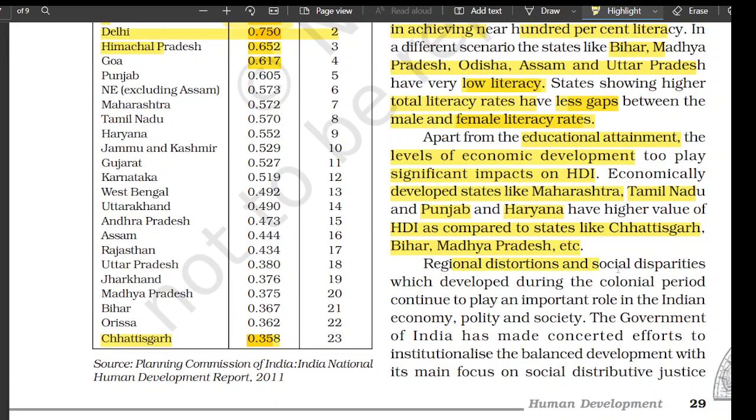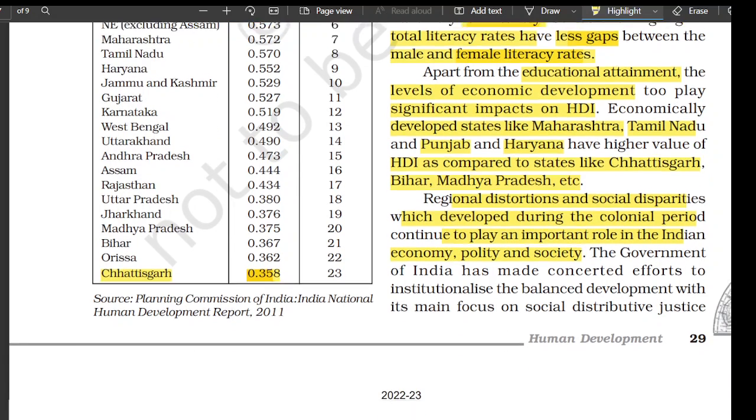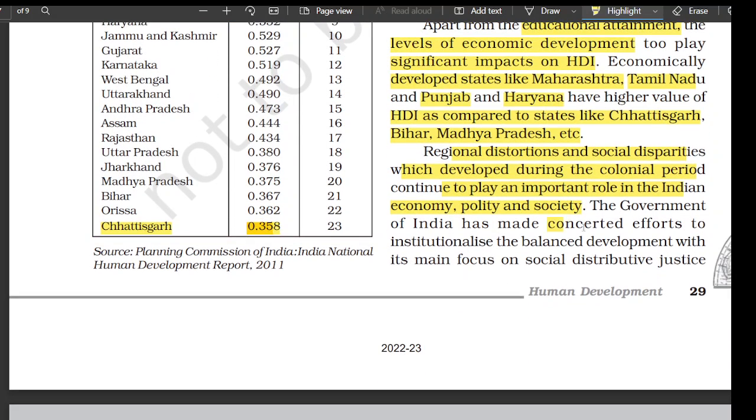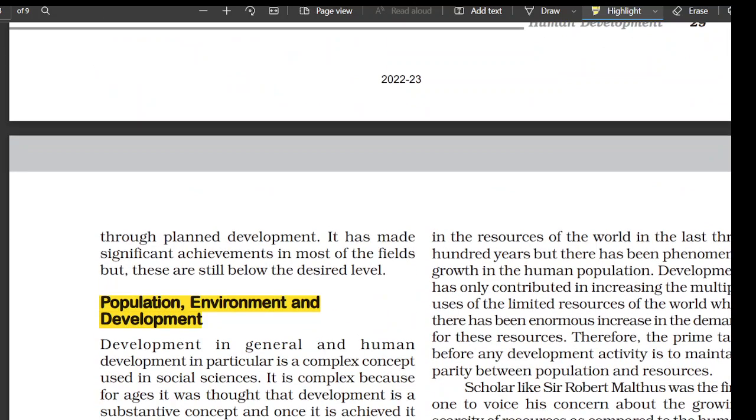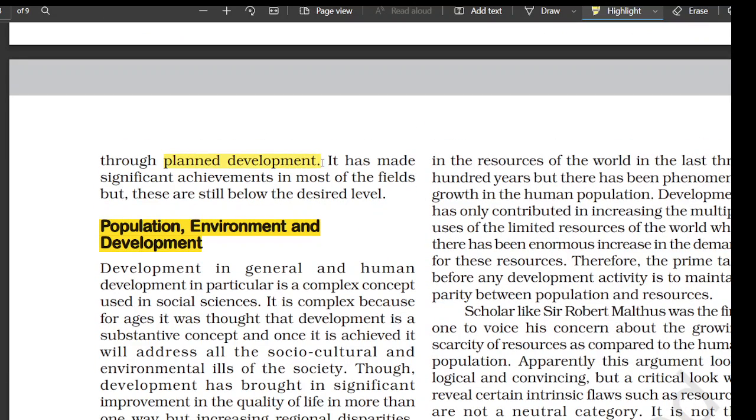Regional distortions and social disparities which developed during the colonial period continue to play an important role in Indian economy, polity, and society. The government of India has made concerted efforts to institutionalize the balanced development with its main focus on social distributive justice. Through planned development, it has made scientific achievements in most of the fields, but these are still below the desired levels.